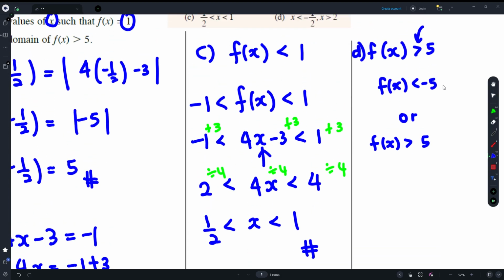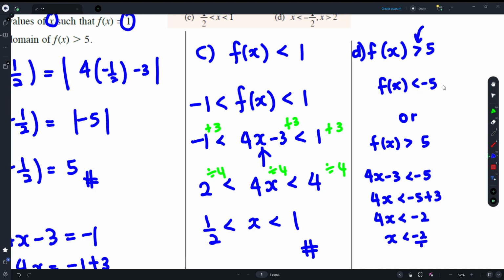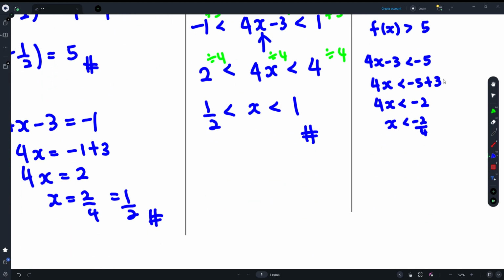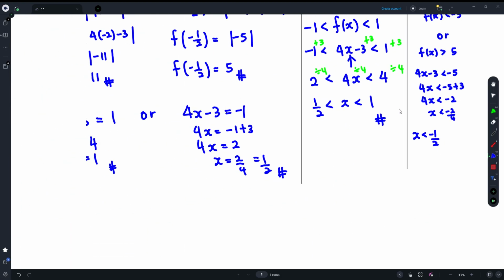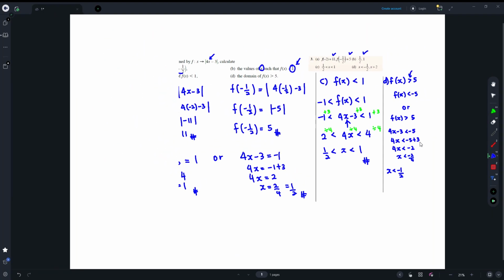So what happens without the modulus: 4x minus 3 is less than negative 5. So 4x is less than negative 5 plus 3. So 4x is less than negative 2. Therefore, x is less than negative 2 over 4. So x is less than negative 1 over 2. Okay, so that will be the first answer.